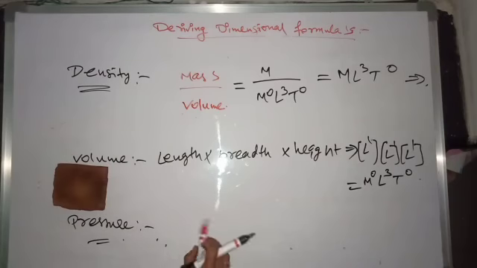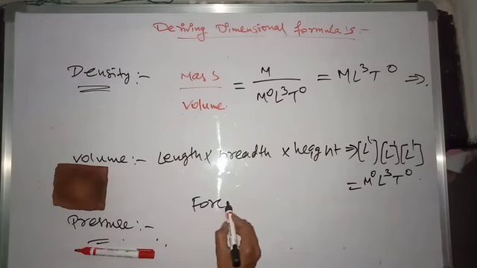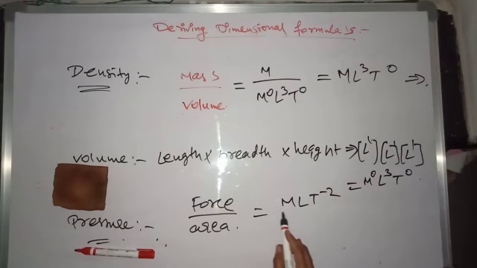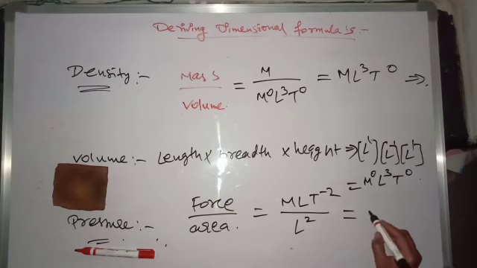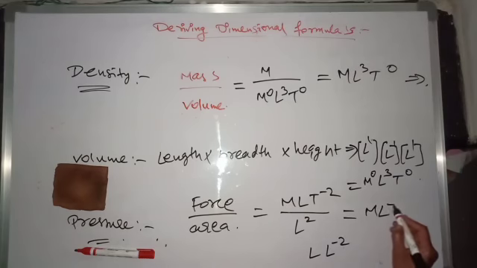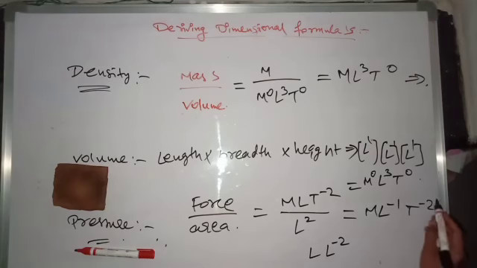Coming to pressure, pressure is force per area. And what is the dimensional formula for force? M L T power minus 2, and area is L square. So M into L by L square will be L power minus 1, into T power minus 2. This is the dimensional formula for pressure.